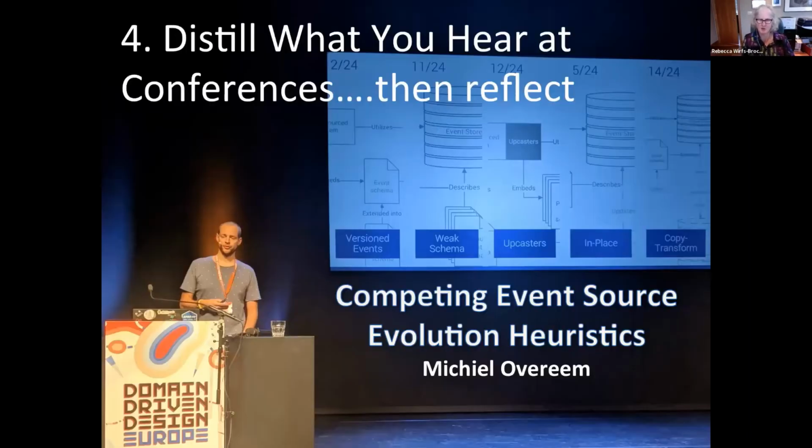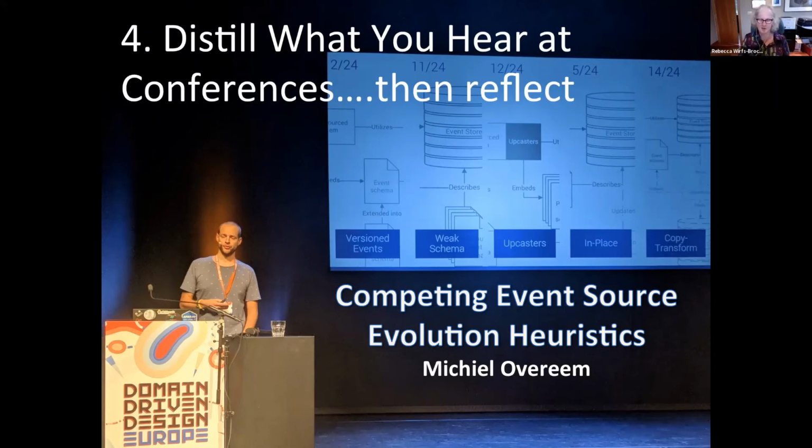And you can distill what you hear at conferences like this one. Now, you might distill heuristics from what other people are saying. For example, this talk was at Domain-Driven Design Europe a couple of years ago, where Michael was reporting on 5 different approaches for updating or dealing with changing event record schema when supposedly event stores should be immutable if you're being a purist, but nobody was doing it that way.